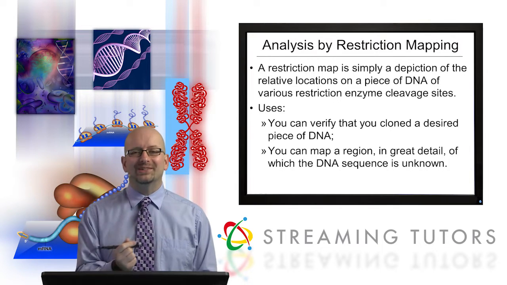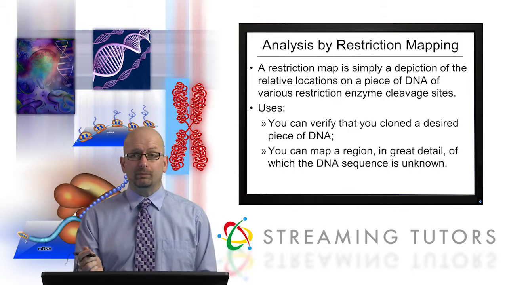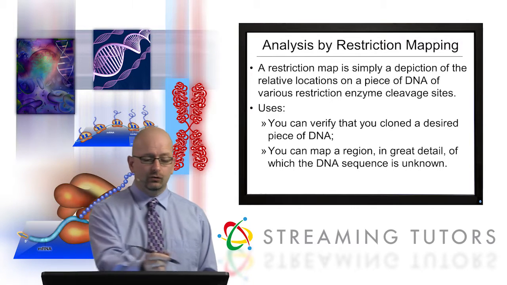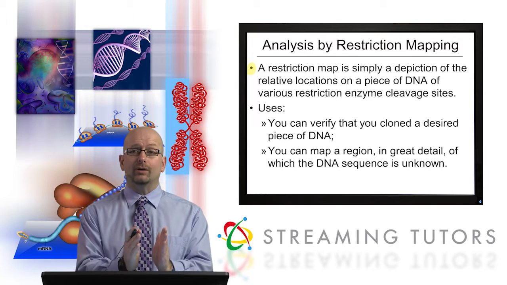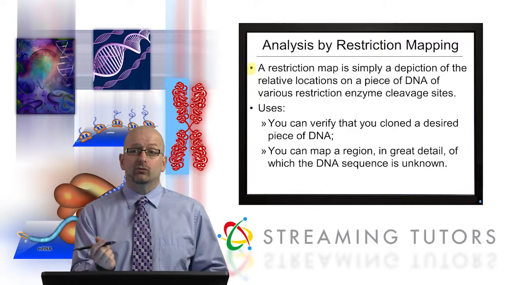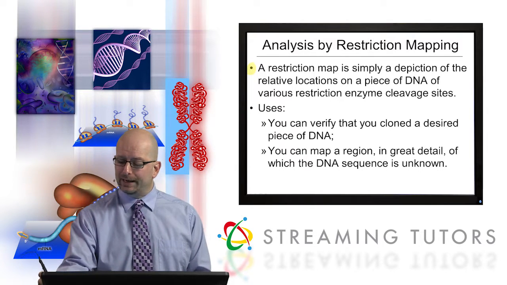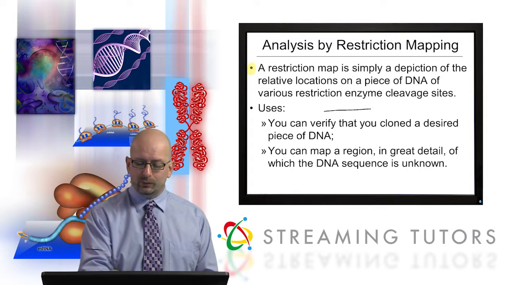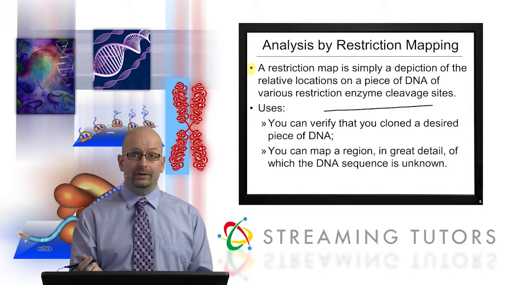All right, so that's an important thing to do, Southern blotting. I bet you might do it someday. Let's talk next about analysis by restriction mapping. So a restriction map simply is a depiction of the relative locations on a piece of DNA of various restriction enzyme cleavage sites. It's like a roadmap of a particular piece of DNA, most useful usually when that piece of DNA has not really been characterized that much yet.